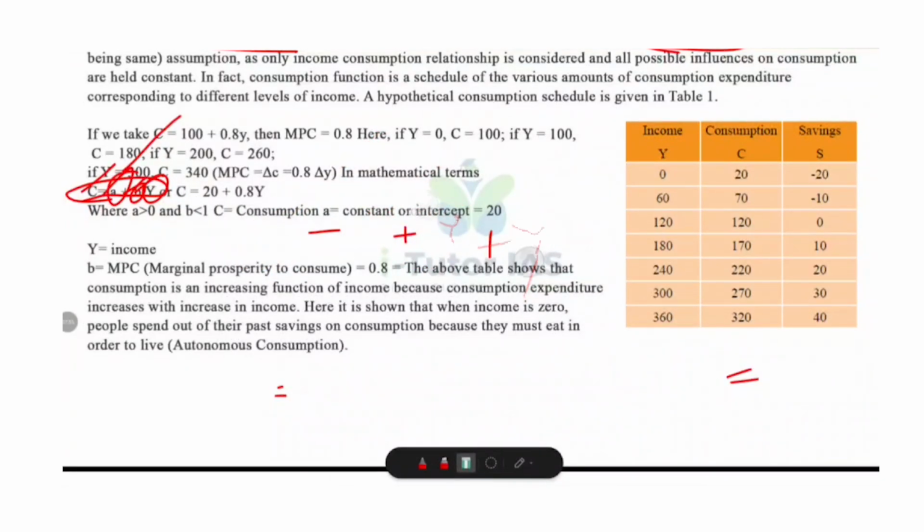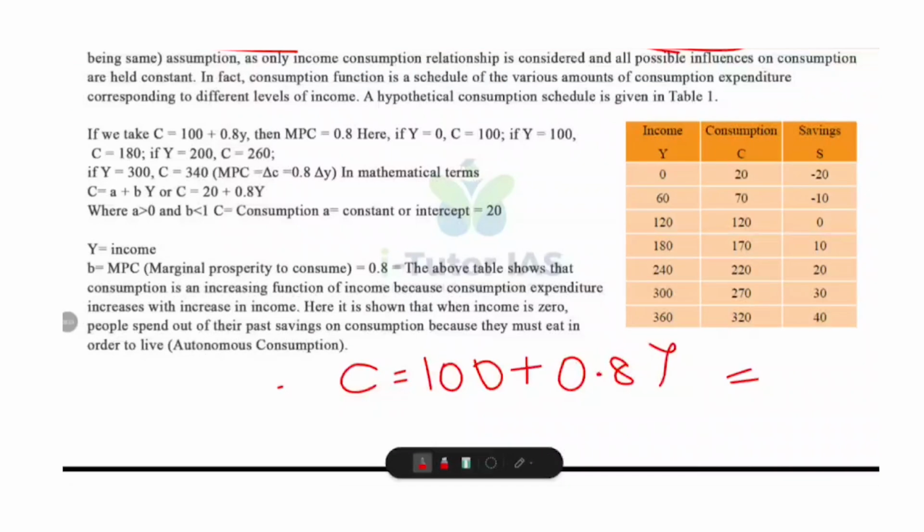So look at this example. For example, if we take C is equal to 100 plus 0.8Y. What does it mean? When income is equal to 0, consumption is equal to 100. This is autonomous consumption. That means people spend from past savings or borrow to survive.